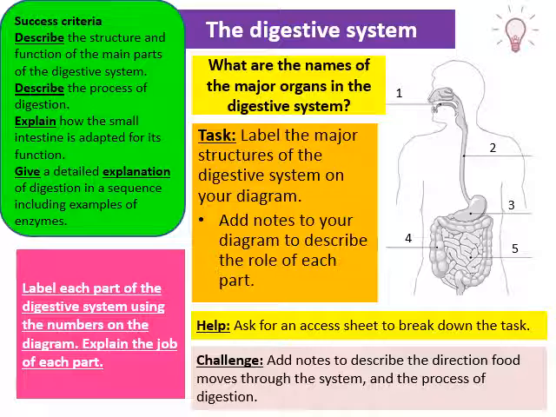Once you can label those, you also need to be able to add more information about the role that each part plays in digestion. There is an access sheet available for you to help break down this task, and there's also a diagram for you. If that's too easy, then I'd like you to consider the direction of food and how it moves through this system, okay, and the process of digestion. So add those notes to your diagram as well.